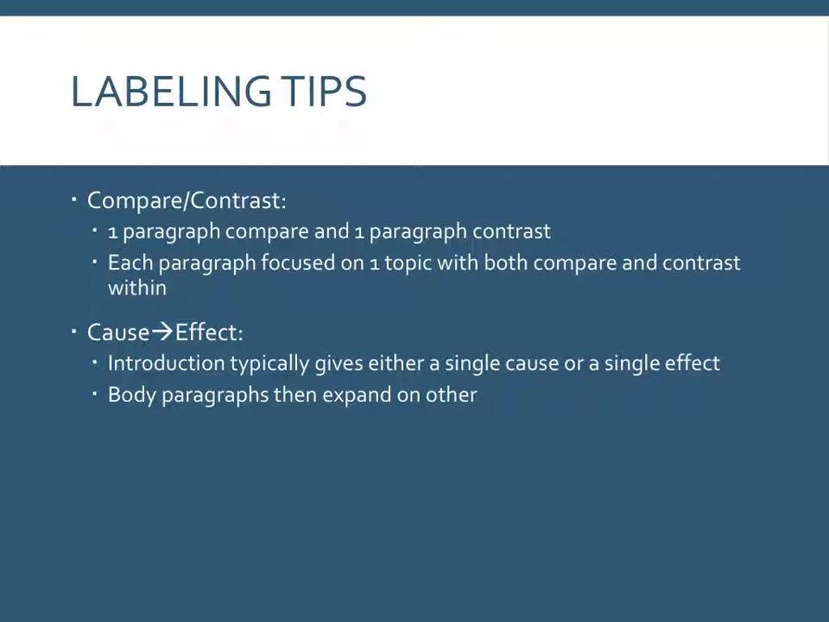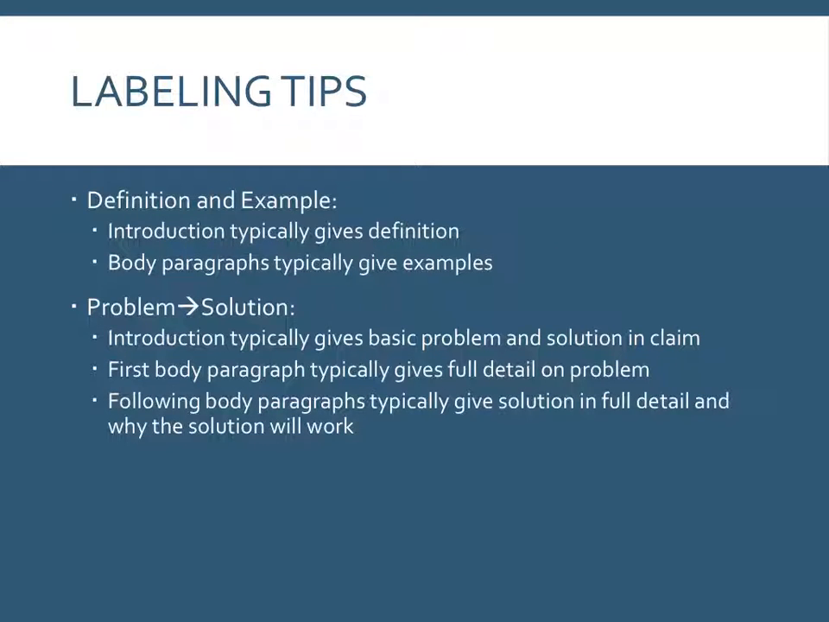For cause and effect, usually an introduction will give either a single cause or a single effect, and your body paragraphs are actually going to expand on the other. So that's something to keep in mind. You might need to annotate your outline even above the boxes that are provided. For definition and example, the introduction will typically give the definition, and body paragraphs will typically explore the examples. Problem and solution will typically give the basic problem and solution in the claim, and then get more detail in the following paragraphs. So usually the problem would be fully explored first, and then in later body paragraphs the solution will get more detail and why it might work.